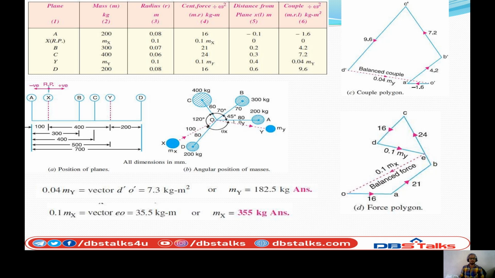Then what are the masses of the planes? The mass of A, what is MA? 200. What is MX? We need to find out. MB 300, 400, MY 200. Then what are the radii? These are all the data we have been given in the question itself.